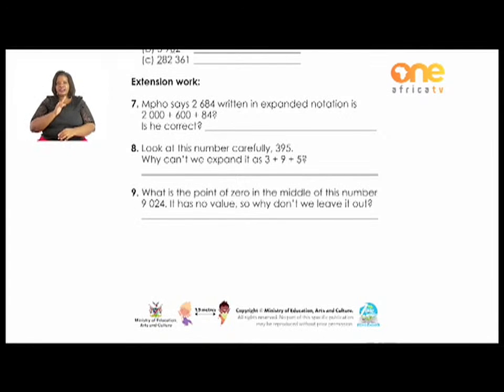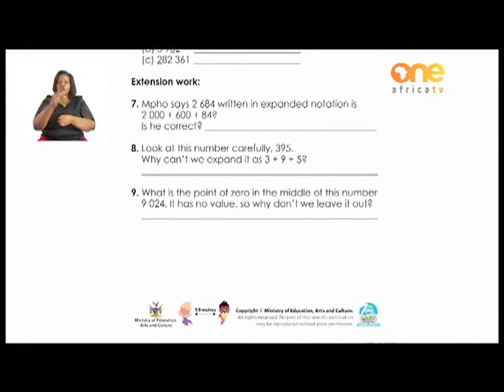So you have to explain. If the space is small, write and continue below the line. And make sure you first think and go through your work and see where it is wrong. So where you find it is supposed to be like this, then that is what you have to give as a reason. The last one, what is the point of 0 in the middle of this number, 9024?